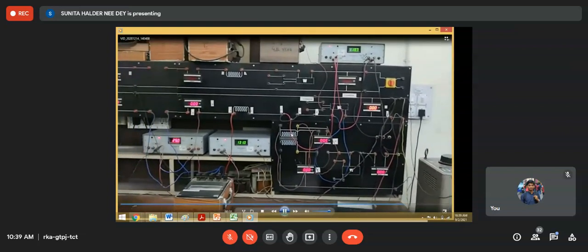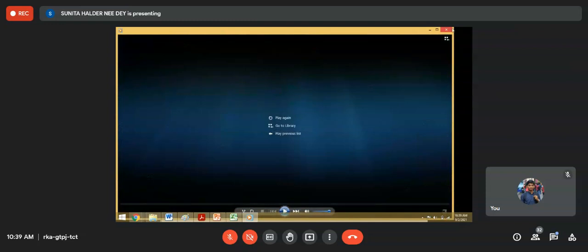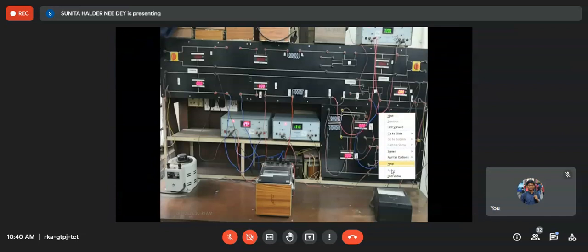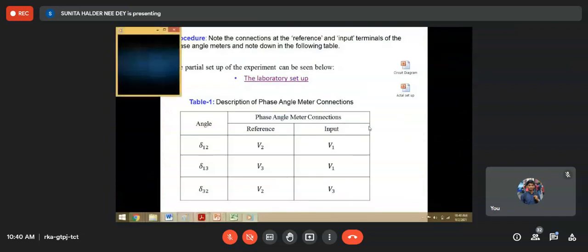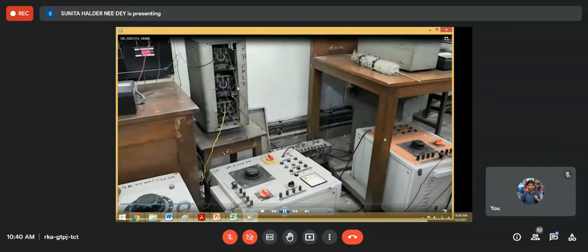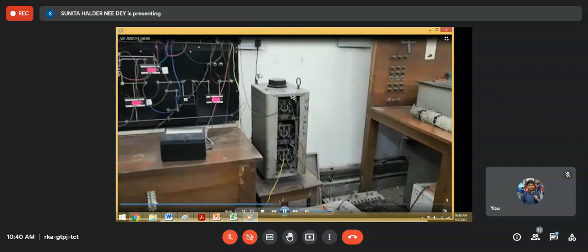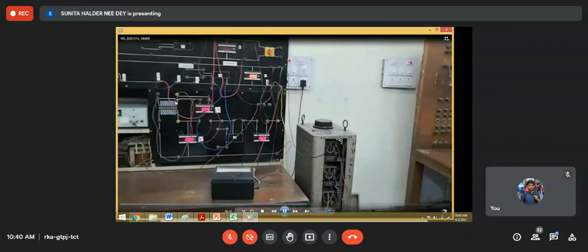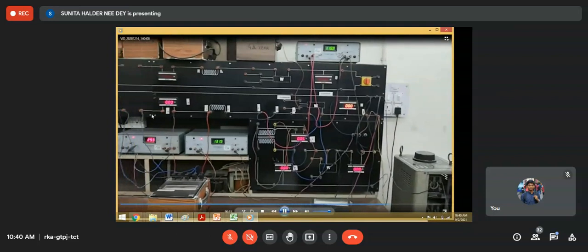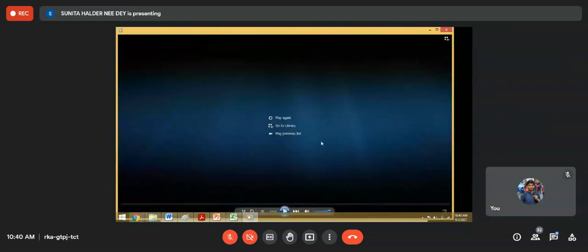So this is the transformer side, the transformer symbol you can see, and this is the line. Shall I repeat? Let's show it one more time. These are the phase shifters. This is the three-phase variac. This is the transformer, and this is the line. And all three variacs, all these phase shifters you can see.